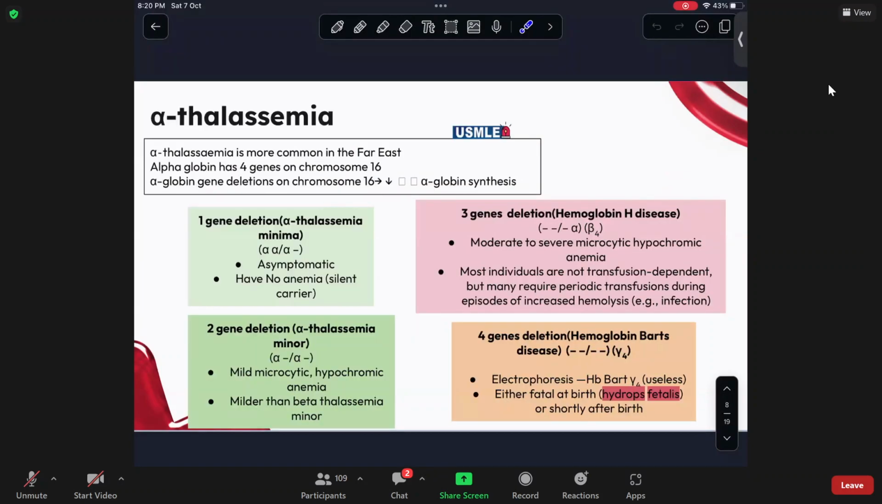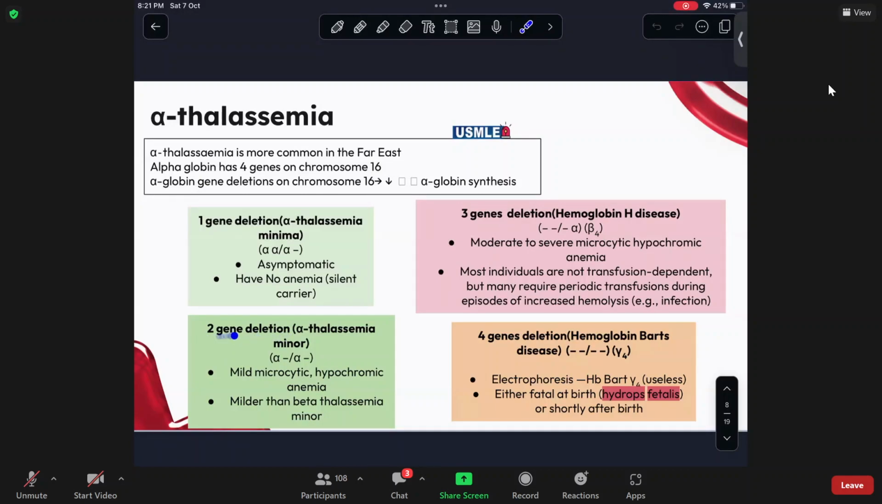Okay, now lastly we have alpha thalassemia. Alpha thalassemia is more common in the Far East. Before we discuss the mutation, the alpha globin has 4 genes on chromosome 16, unlike beta, which has 2 genes. So in the alpha globin gene, the mutation will be a deletion that leads to reduced synthesis. You can have 1 gene deletion, then we call it alpha thalassemia minima. The patients here are asymptomatic and have no signs, and it's rarely detected because they are silent carriers.